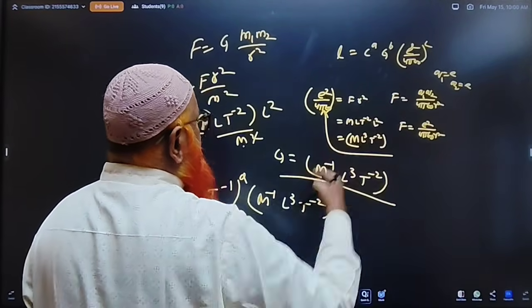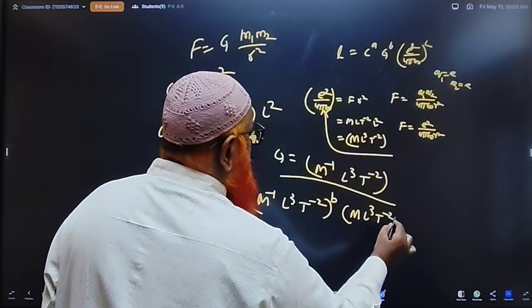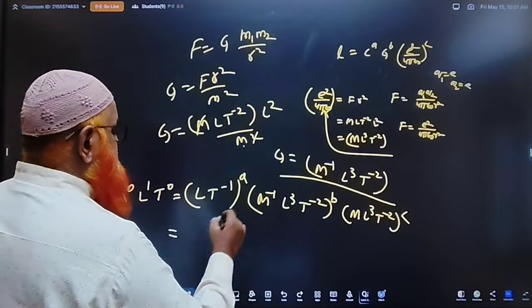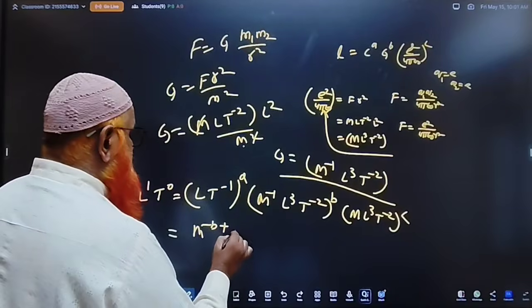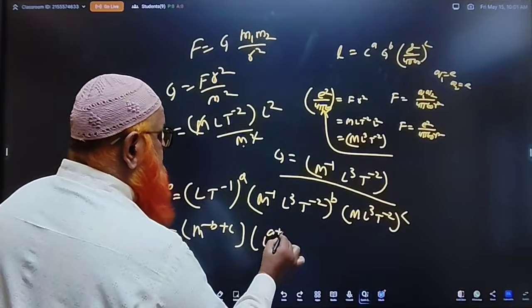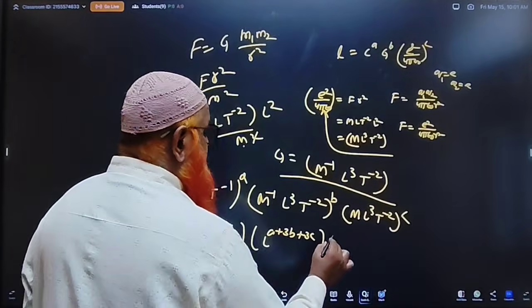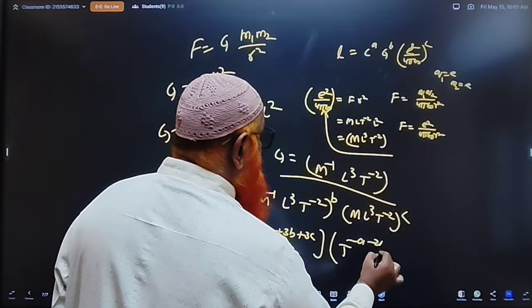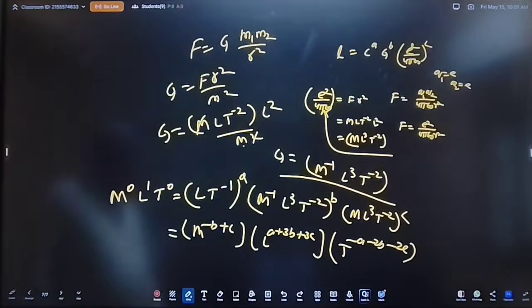For e square by 4 pi epsilon naught, we just got the dimensional formula M L cube T power minus 2, whole power c. Comparing the powers: M has power minus b plus c. L has power a plus 3b plus 3c. T has power minus a minus 2b minus 2c. Then you have to compare the powers and get the equations.